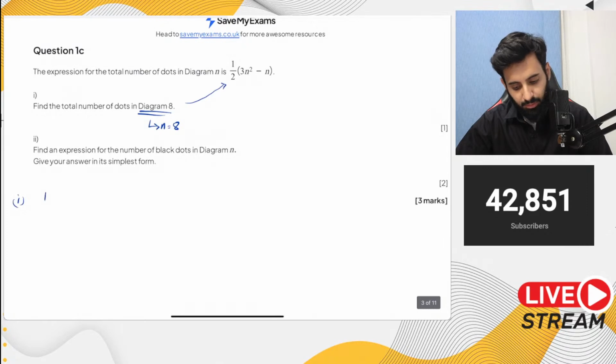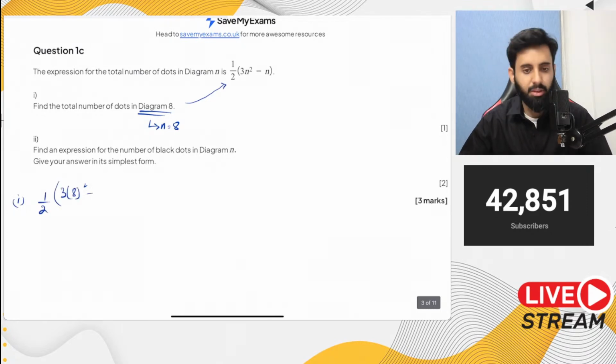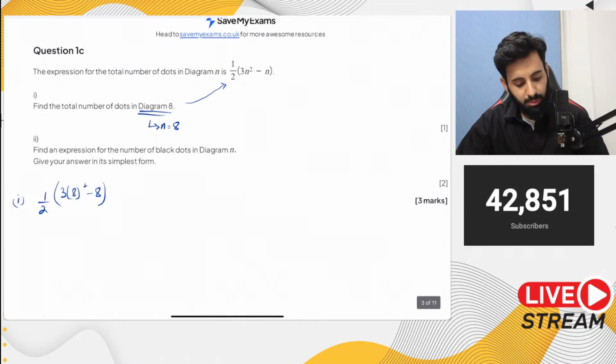So one upon two into three, in brackets, 8 squared minus 8. Okay, let's figure this out. Three, bracket, 8 squared minus 8, multiplied by 0.5. That's equal to 92. So the number of dots in diagram number 8 is equal to 92.